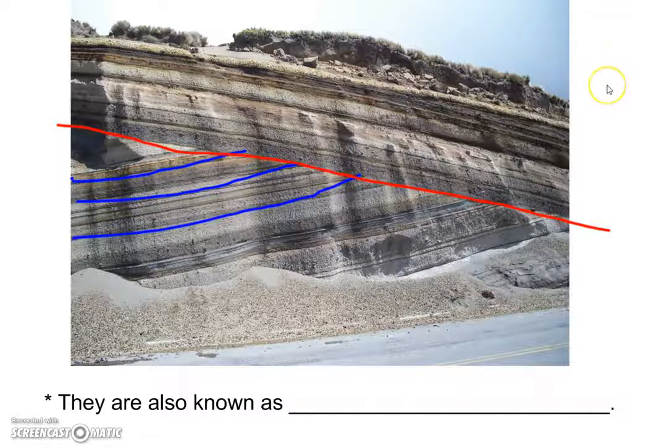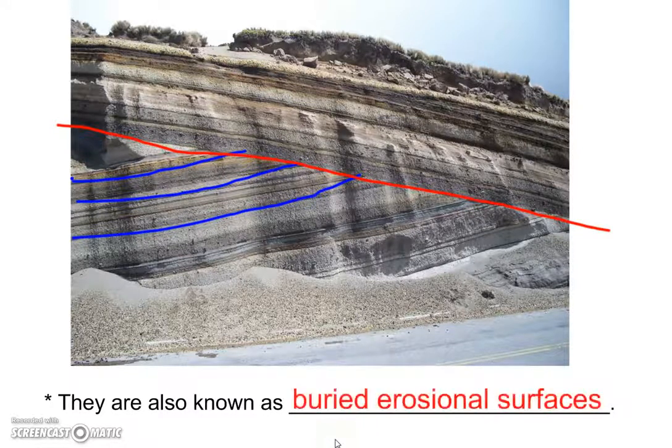But because they represent a gap in the rock record, and because they formed when rocks got eroded and then buried underground, we also call them buried erosional surfaces. So this red line, this unconformity, represents an erosional surface that then got buried underneath other sediments.